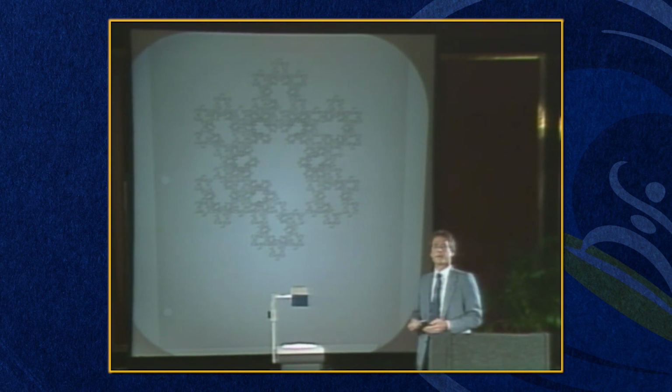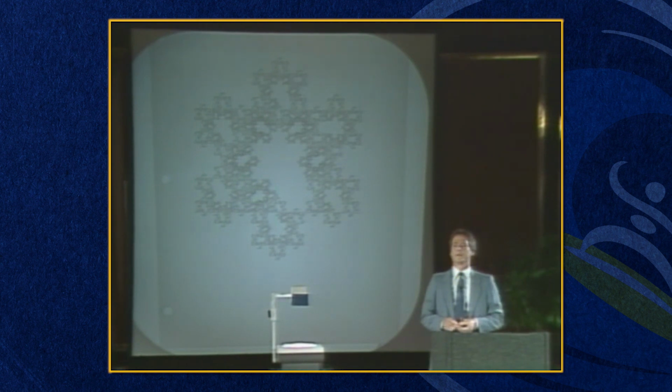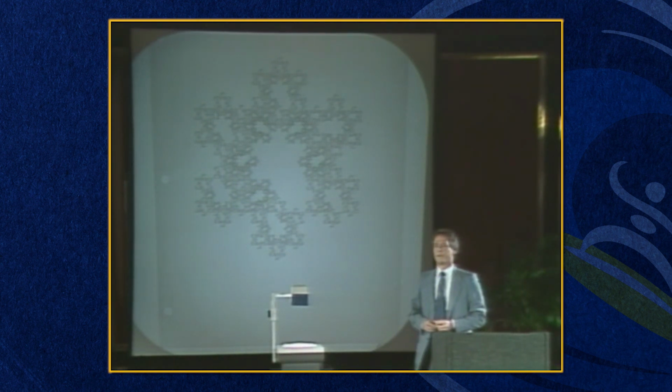I don't think a picture of a snowflake is out of place in a financial conference, particularly this one, since so many people have called Elliott Wave practitioners pretty flaky anyway.